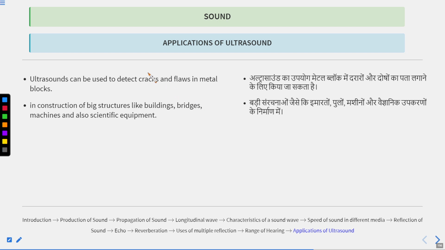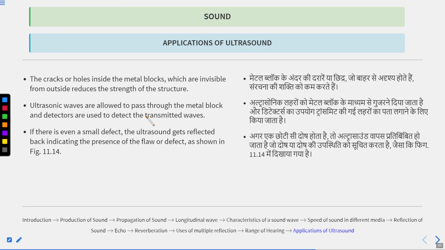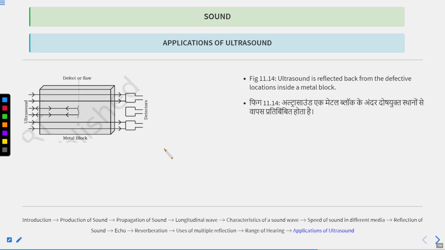Now the next application of ultrasound is that ultrasound can be used to detect cracks and flaws in a metal block. In construction of big structures like buildings, bridges, machines, and also scientific equipment, if we want to detect any crack or metal flaws which are not visible to the naked eye, we can use ultrasound for it. How can we use ultrasound for detecting cracks? You can see it from this example.